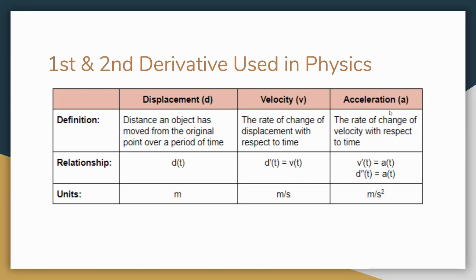It is basically just the rate of change of velocity with respect to time. If you take the first derivative of the velocity function, you will get acceleration. And when you take the second derivative of the displacement function, you will get acceleration as well. So these are the relationships that all three of them hold. And the unit that acceleration is written in is meters per second squared.